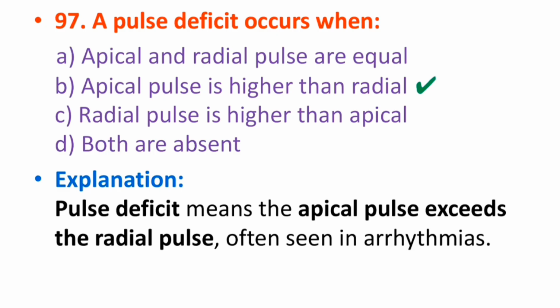A pulse deficit occurs when option A, apical and radial pulse are equal. Option B, apical pulse is higher than radial. Option C, radial pulse is higher than apical. Option D, both are absent. The correct answer is option B. Pulse deficit means the apical pulse exceeds the radial pulse, often seen in arrhythmias.